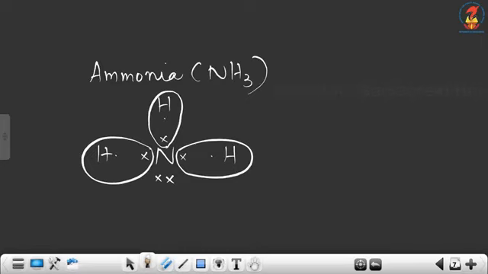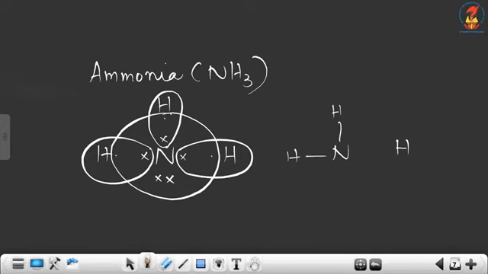Now take nitrogen. Nitrogen already has 5 electrons, needs 3 more, which it takes from the combining hydrogen atoms. How can you draw the structure now? Look at the nature of the bond formed. Everywhere you can see that one pair of electrons is shared. One electron pair, single bond. Here one electron pair, single bond. Here also one electron pair, single bond. So this is the shape of the ammonia molecule.